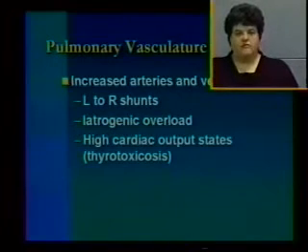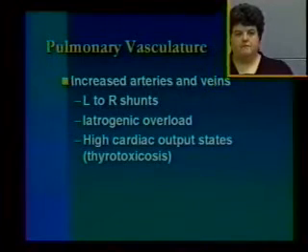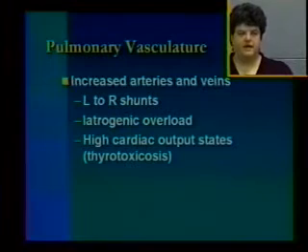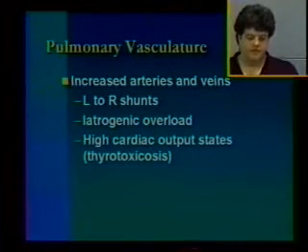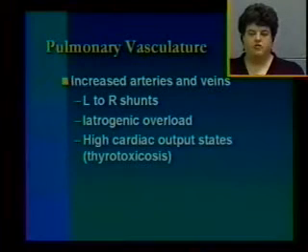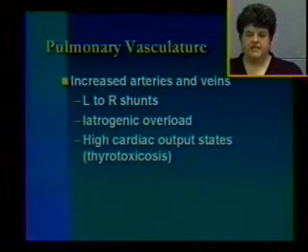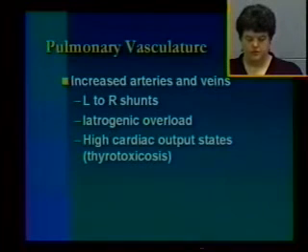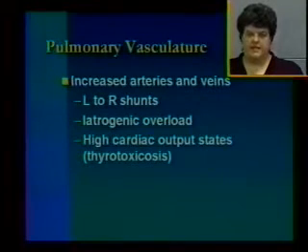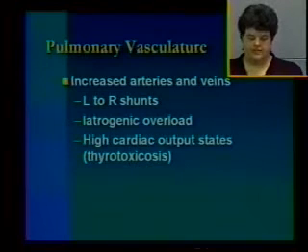If you have your arteries and veins too big, the first thing is that you may have a left-to-right shunt or pulmonary overcirculation. If you've been fluid resuscitating this animal, or it's not been eating and drinking and you've been giving it IV fluids, then it may represent an iatrogenic overload. And then some cats that are hyperthyroid, sometimes their high cardiac output leads to increased arteries and veins, much less common though.